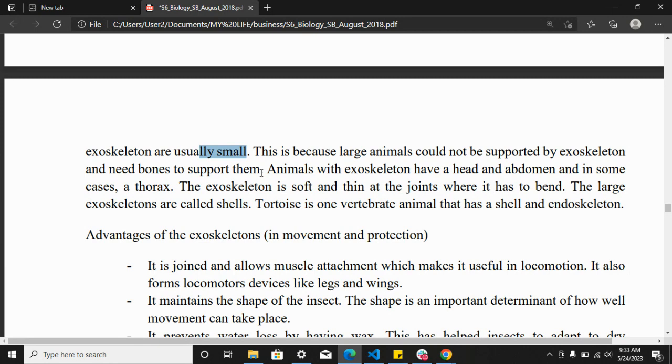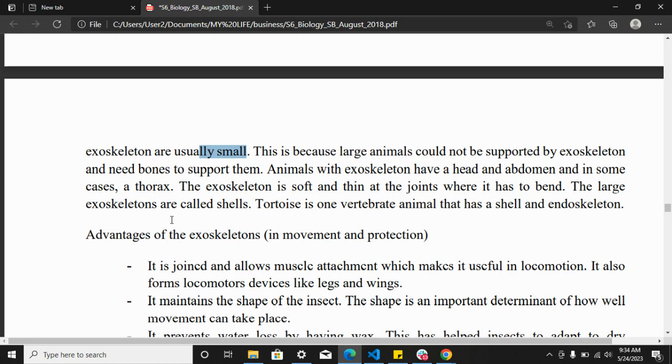So rero kenshi exoskeleton possessing animals ziba ziri very small. So animals with exoskeleton have a head and abdomen and in some cases a thorax. Novanga zifite abdomen ndetse na head, actually ni icyo zigizwe cyane, ndetse rimwe na rimwe na part yitwa thorax. So the exoskeleton is soft and thin at the joints where it has to bend, ahantu hakenewe kubendinga. Exoskeleton ihageze iba soft kandi thin, hatoya kandi hahoroshye, byemera rero ko habaho bending kuri izo joints.